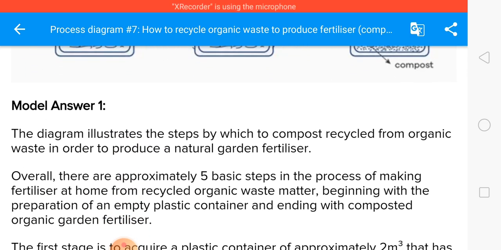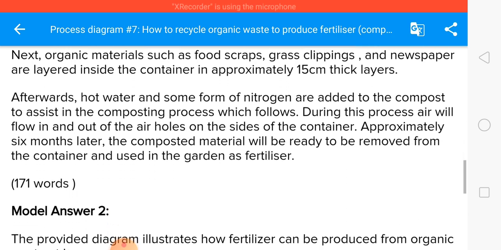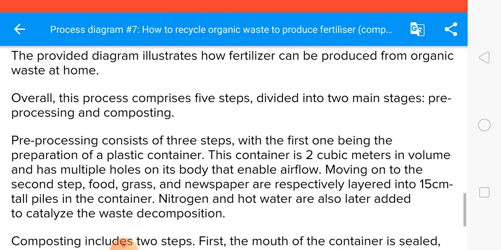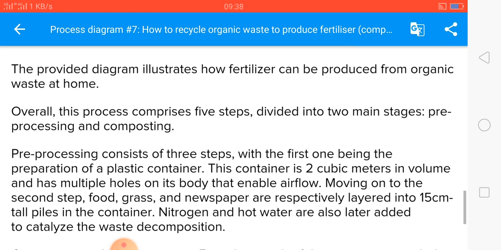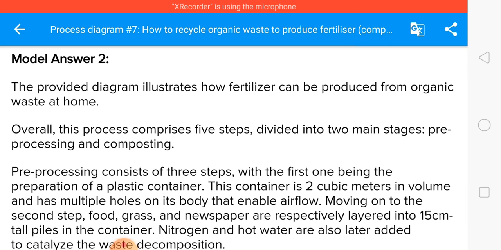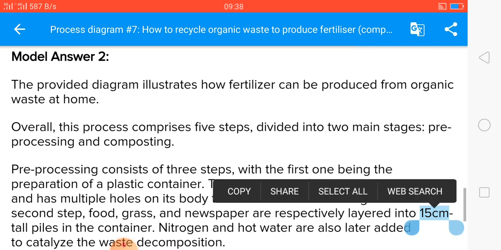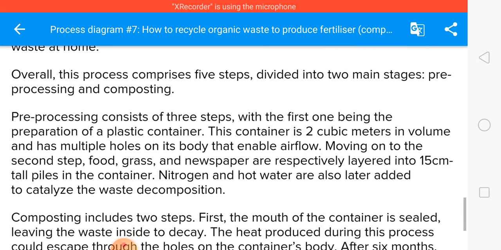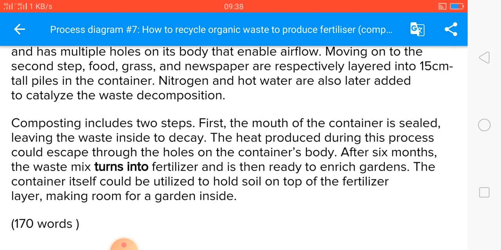So the ready-made solution is: the diagram illustrates a step-by-step description by which compost is recycled from organic waste in order to produce a natural garden fertilizer. Then overall, there are 5 steps. The detail is given, you can read it yourself, and then another solution is given, and both solutions are very useful, accurately done. Again, I suggest you take a screenshot of this.